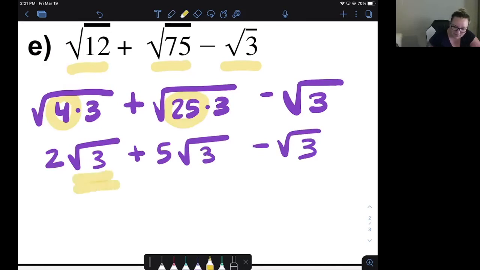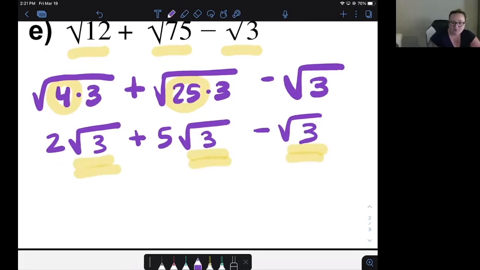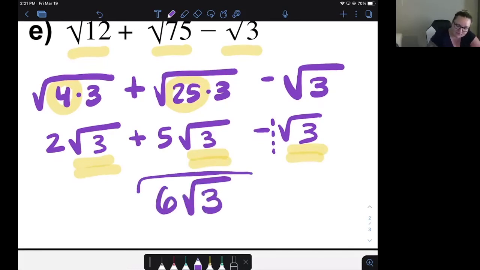Well, check it out. Now they all have the same base of root 3. And remember, minus the root 3, there's technically a 1 out in front of that root 3. So 2 plus 5 is 7, minus 1 is 6. Our final answer is 6 root 3.